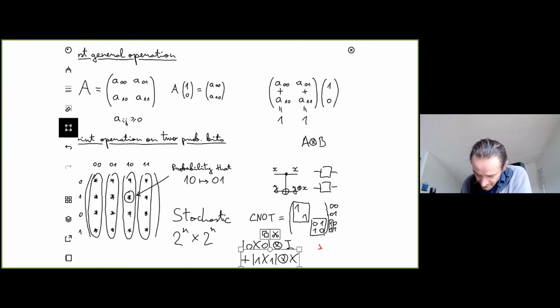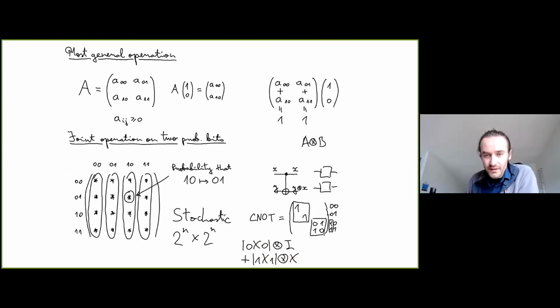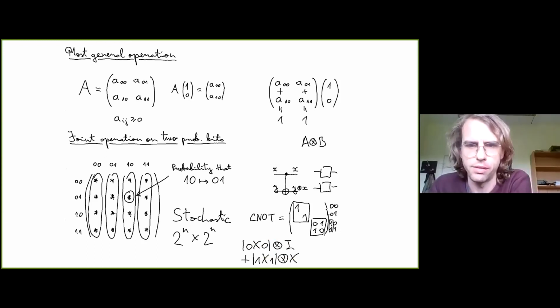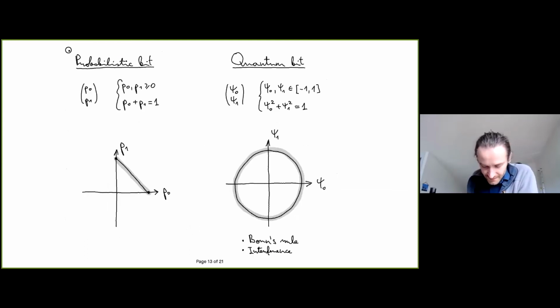So this just means if the first bit is 0, you do nothing, and if the first bit is 1, you negate the last bit, the second bit. So sort of C naught correlates the bits. It really acts jointly. Okay, and also in quantum computing, this is called an entangling operation, that you can create entanglement between these 2 bits. Okay, so now let's see how does this relate to quantum bits.